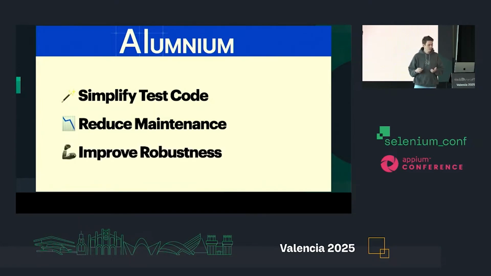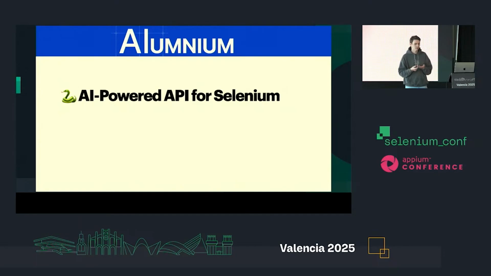And it's more robust because there is no code. Less code, fewer points of failure. This is kind of marketing, right? But essentially, Alumnium is just a Python library that provides an AI-powered API for Selenium. And it's very compact, and it gives just a few methods.